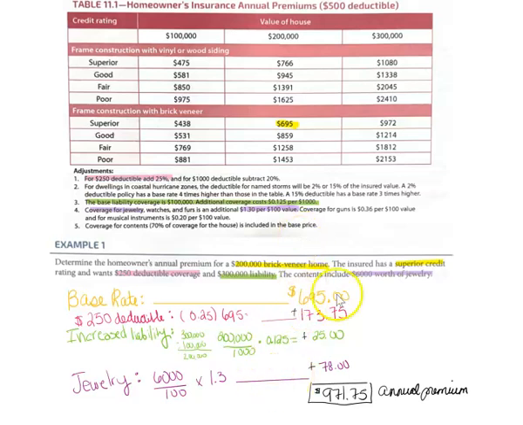And then they also have jewelry worth $6,000. So you take that $6,000 and divide it by 100, because number 4 up here tells you that you pay $1.30 per $100 worth of value of the jewelry. So $6,000 divided by 100 is 60, times 1.3 gives you $78. And when you add all that up, your annual premium is $971.75.